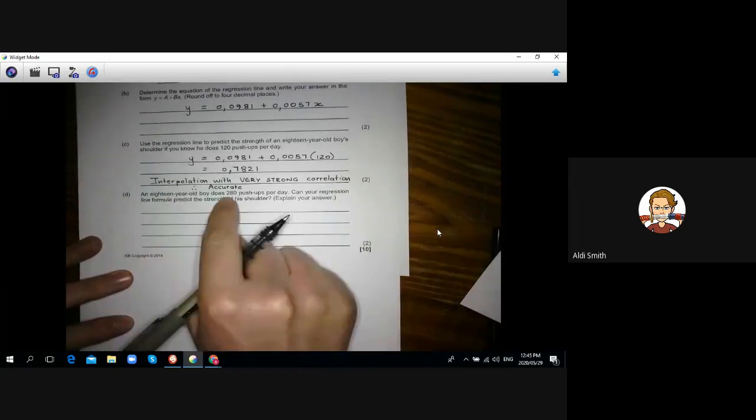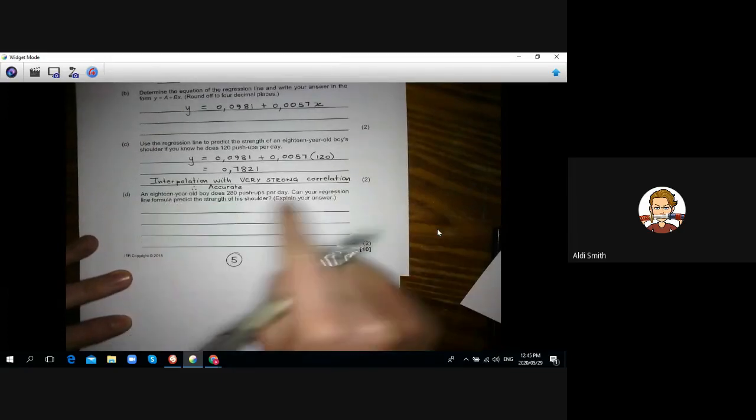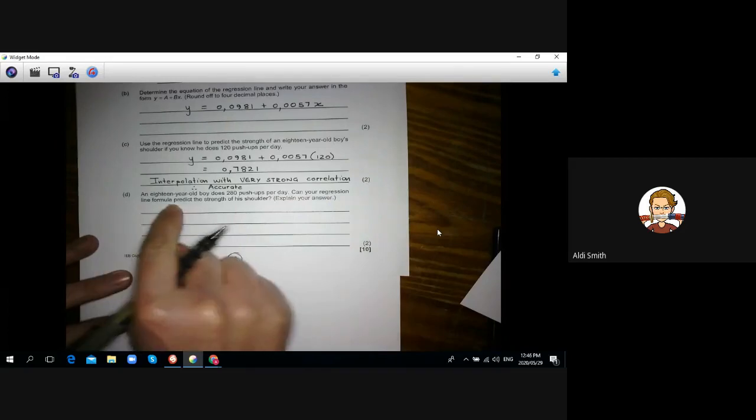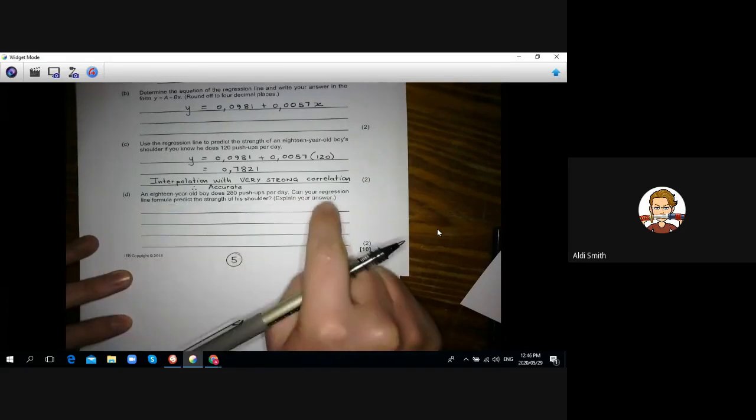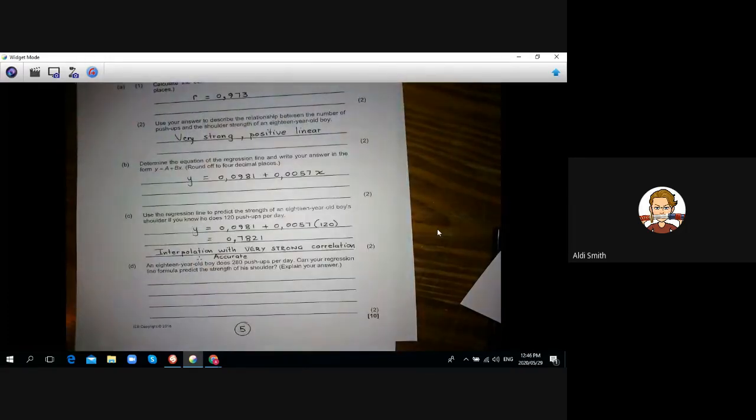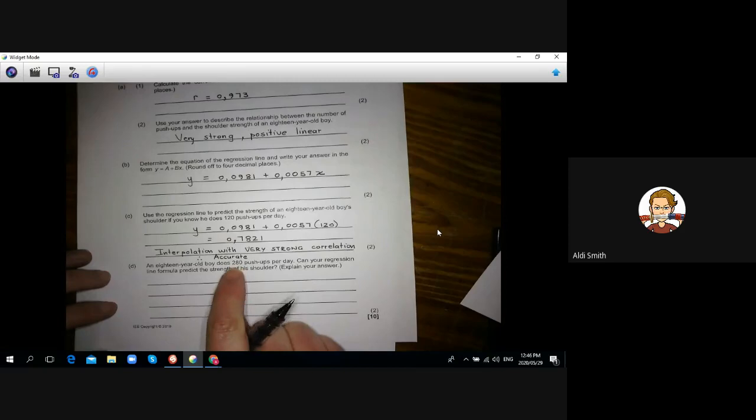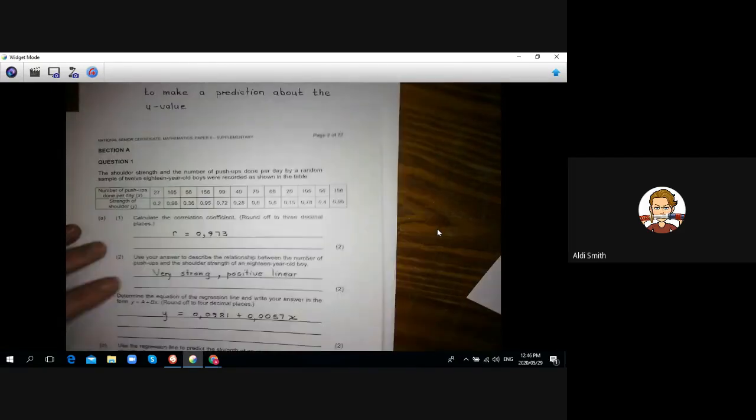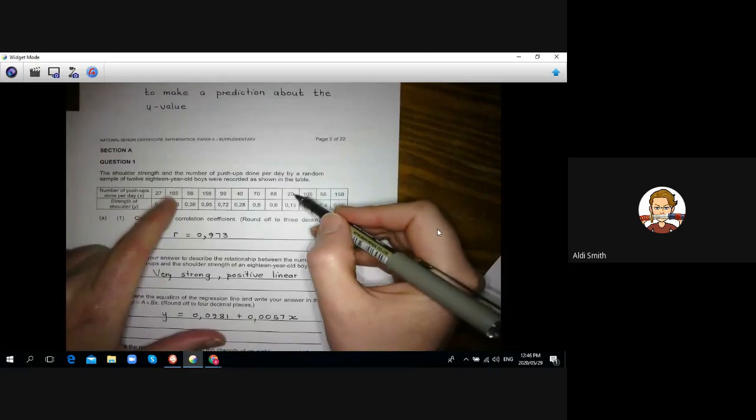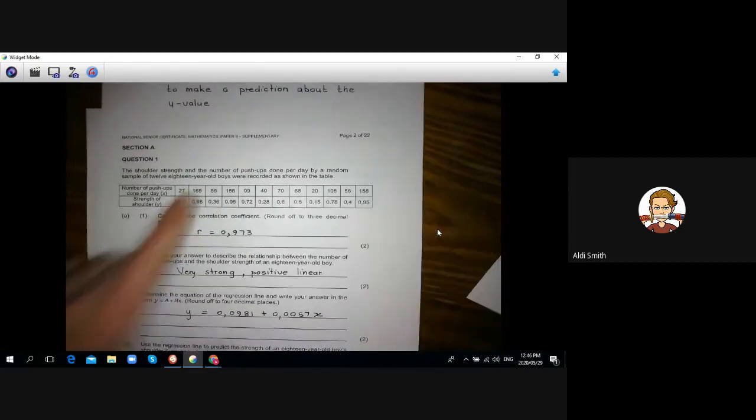Now, this question says, an 18-year-old boy does 280 push-ups per day. Can your regression line formula predict the strength of a shoulder? Explain your answer. Now, a lot of people just look at the correlation coefficient and go, yes, correlation is very strong, so it can totally predict the answer. People do not look at the correlation coefficient unless you've determined whether it's interpolation or extrapolation. Now, they want you to substitute 280 into x, and the original values lie between 20 and 165. Is this going to be interpolation or is this going to be extrapolation?